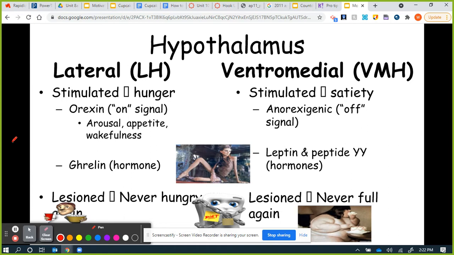And then in turn, the stomach releases a hormone called ghrelin, which is the stomach's hormone telling the brain that it is hungry.